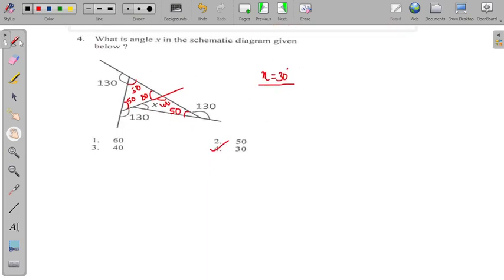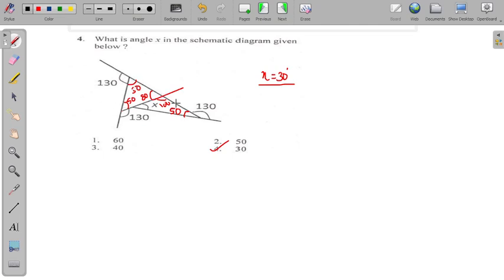Now what is the angle x in the schematic diagram given below? See, this angle we have to find out, x. So this angle is 130 given, so the total angle should be 180, so this must be 50. Now again here, this is 130, the remaining angle should be equal to 50. This is also 50. Now this is also 50, 130, so this is 50. 50 plus 50, 100 in a triangle.